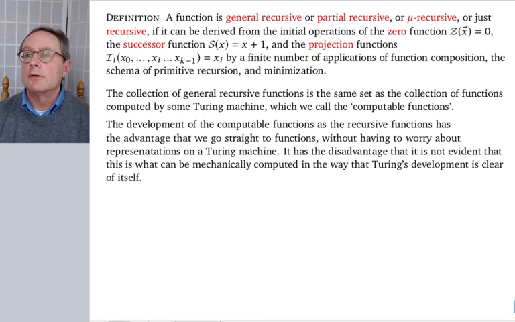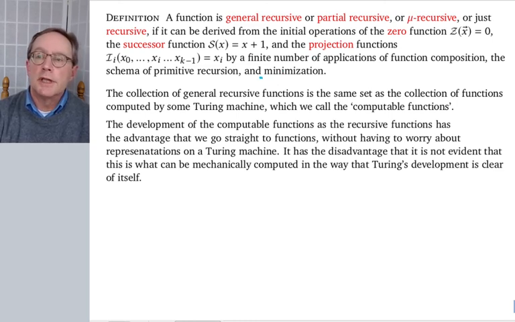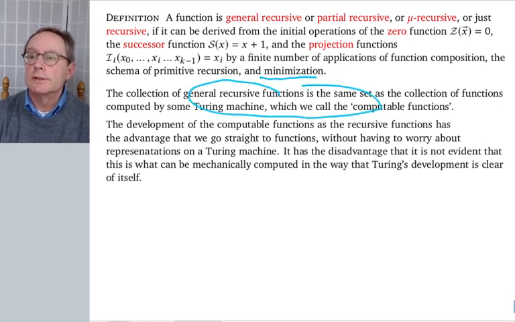Once you add unbounded search, you get what's called general recursive functions, partial recursive functions, mu recursive functions, or just plain recursive functions. So we say a function is general recursive if it can be derived from the same initial operations as primitive recursive, the zero function, the successor function, and the projection functions, by a finite number of applications of function composition, primitive recursion, and minimization. The minimization, of course, is the new one, and it proves to be the case that the collection of general recursive functions is the same as the collection of functions computed by some Turing machine. That is to say, this is an alternative approach to defining computability.